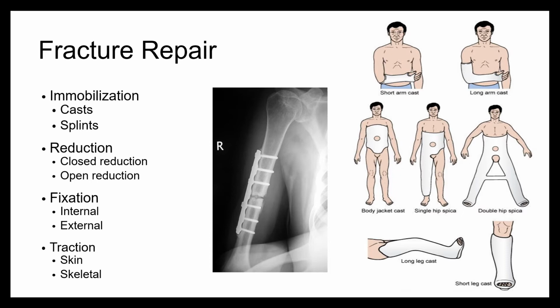An open reduction, on the other hand, is going to be when a surgeon is going to perform a procedure in which an incision is made at the fracture site. The area around the fracture is cleaned up of any fragments or debris. The fracture is stabilized, and it may or may not require any casting after the open reduction is complete.